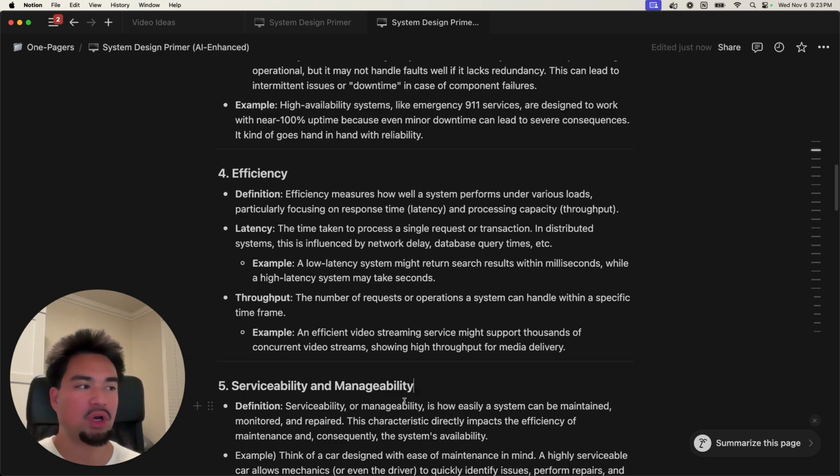Efficiency pretty much focuses on latency and throughput. Latency is the time taken to process a single request or transaction. For example, if I have a news feed, the latency is when I ask for the news feed, how long does it take to get back to me? If the latency is really high, I'll see a spinner for a long time, and users do not like that. So you need to figure out a way to make latency as low as possible, because these days users expect apps to load very quickly. So that's what latency is.